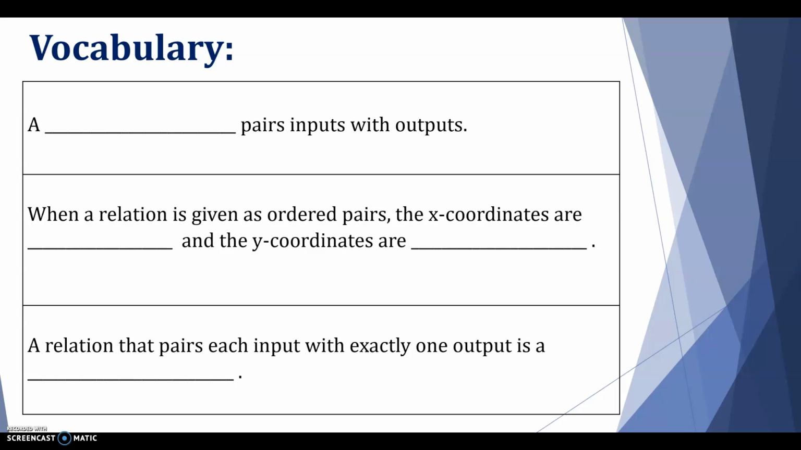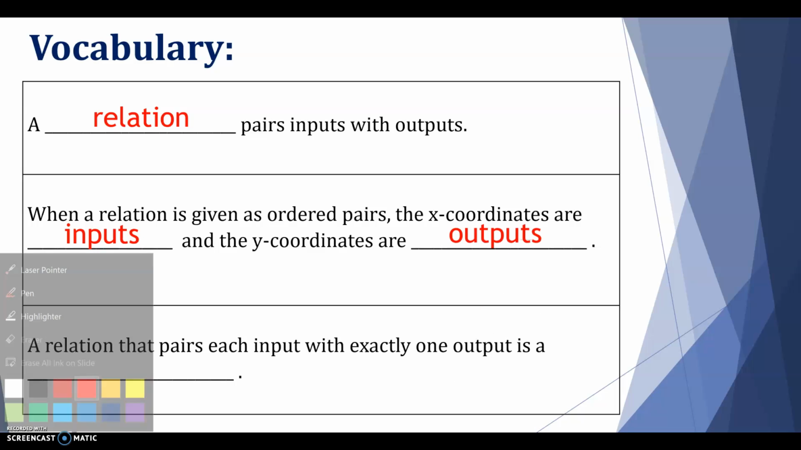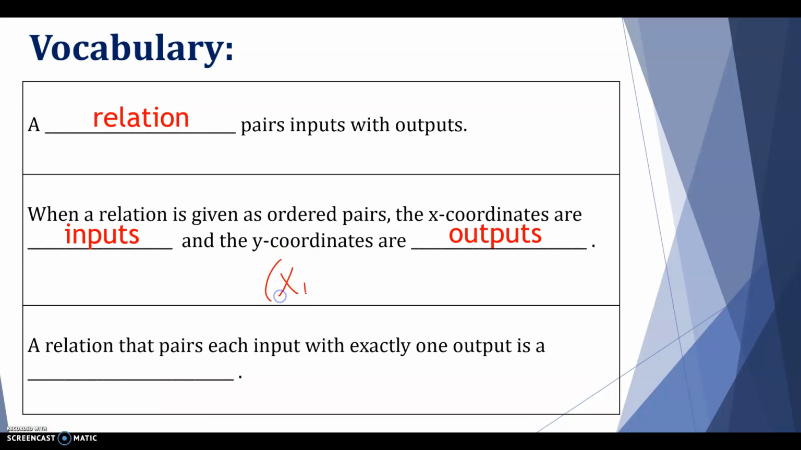All right, so we do have some vocabulary. First thing is a relation is something that pairs inputs with outputs. So you put something into a machine and it's going to then spit out an output. Now when a relation is given as ordered pairs, the x coordinates are the inputs and the y coordinates are your outputs. So for example, if you have x comma y and you had 2 comma 4, well, 2 would be your input and 4 would be your output.